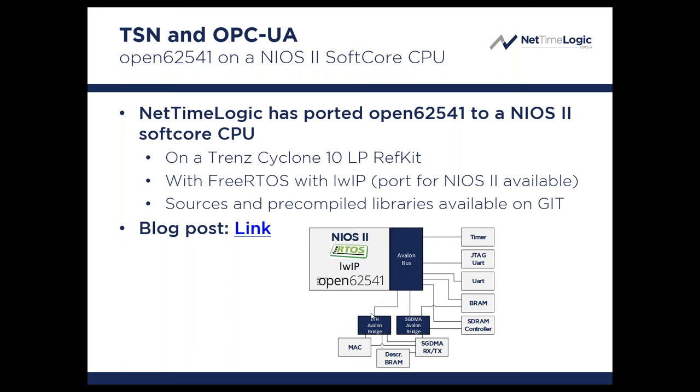On the bottom, you can see how the system is built up. We have basically the Nios II softcore CPU, where FreeRTOS and the lwIP stack are running, combined with the open62541 stack. The Avalon bus is then connected to scatter-gather DMAs and a soft MAC implementation in the FPGA to the Ethernet PHY. This allows then to send out the frame directly. There are some other parts included, like timer, JTAG UART, block RAM, the SDRAM controller, and so on. So this is how the setup is built up.